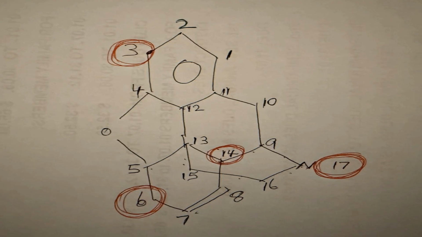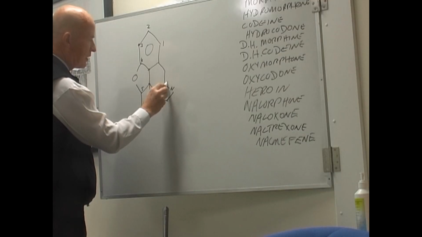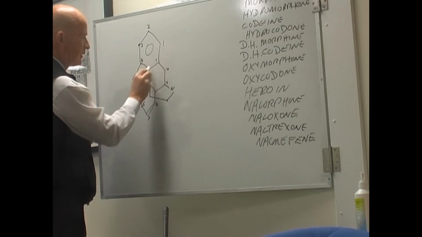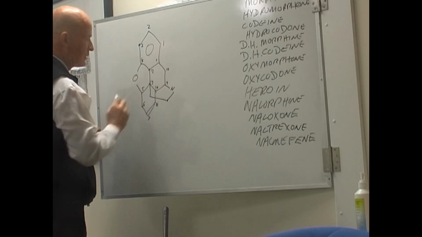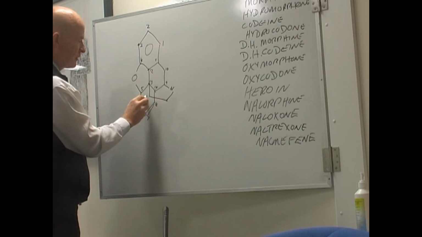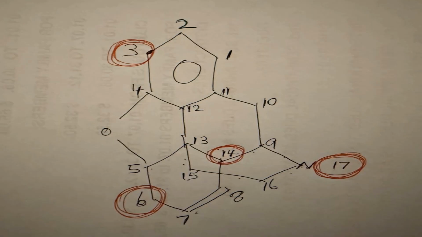Now, numbering, it goes 1, 2, 3, which is really important, 4, 5, 6, which is really important, 7, 8, then 9, 10, 11, 12, 13, then 14, which is really important, then 15 on the piperidine ring, 16, and 17, which is very important. So there are four critical areas here.